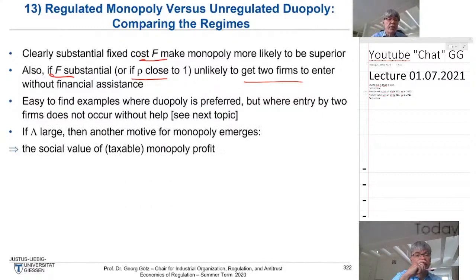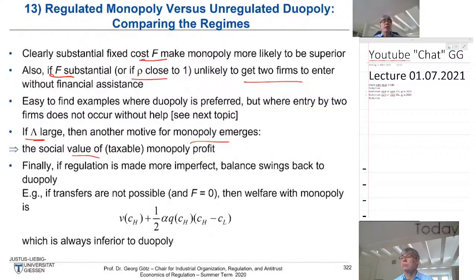Of course, another advantage of a regulated monopoly is if you don't have a good income tax system, for instance, and therefore lambda is large, like in a developing country, as we discussed earlier. Then another motive for monopoly is that you have a very high social value if you can extract profits from these regulated industries. So if you don't have a tax office, you just get all your public funding from your regulated telecoms or energy company. And finally, if regulation is very imperfect, the balance swings back to duopoly.